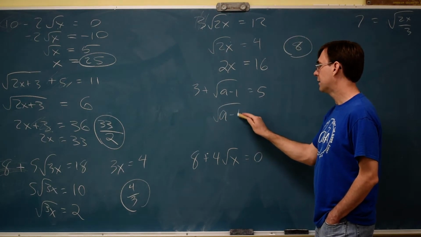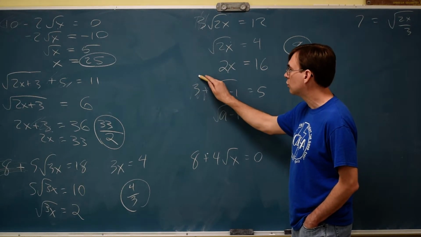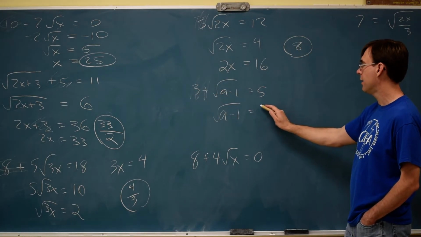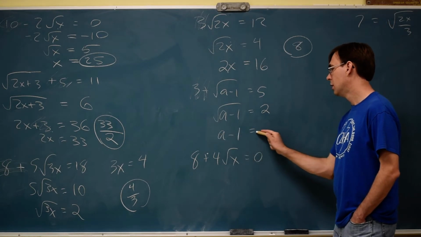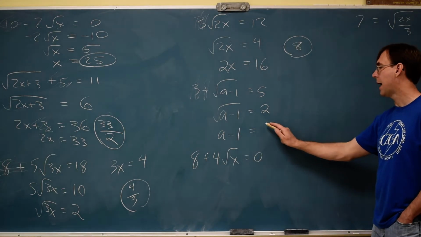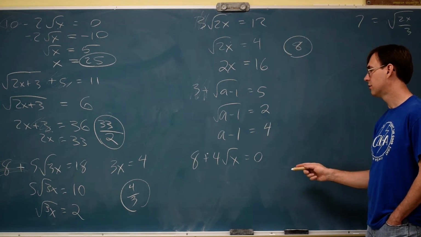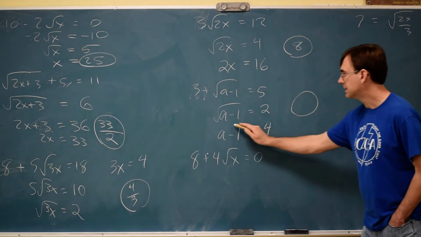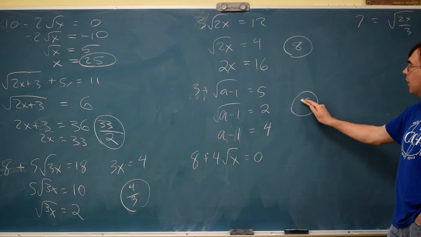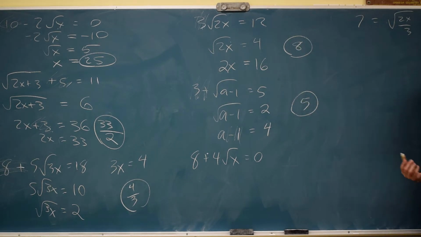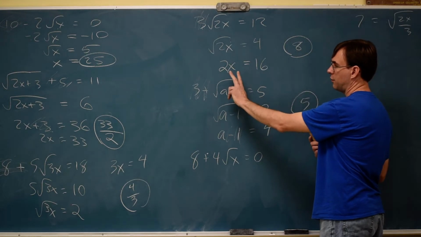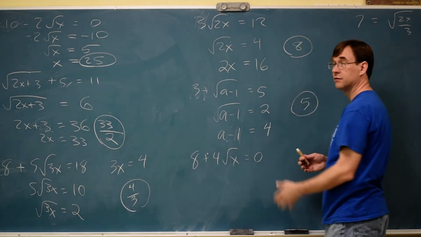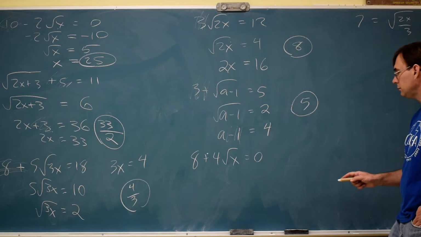For this one, to get the radical alone, I have to subtract 3 to get that out of there. Subtracting 3 gets me 2. Squaring then gets rid of the radical. 2 times 2 is 4. And then since this is subtracting 1, I add 1, and I get a 5. And again, I can always check. 5 minus 1 is 4, root of 4 is 2, 2 plus 3 is 5, it's all good.